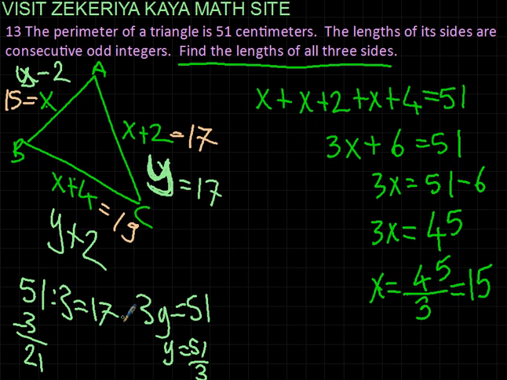If y is 17, one before it is 15, one after it is 19. Sometimes if you name the middle one, you will find the middle one. Or you can name the biggest one. Let's say this is z. z minus 2, z minus 4.